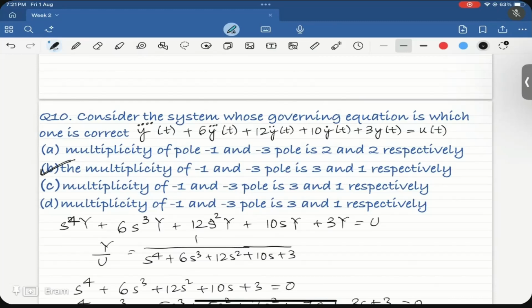So the options C and D are the same. So maybe I have incorrectly written these options. There must be something else.